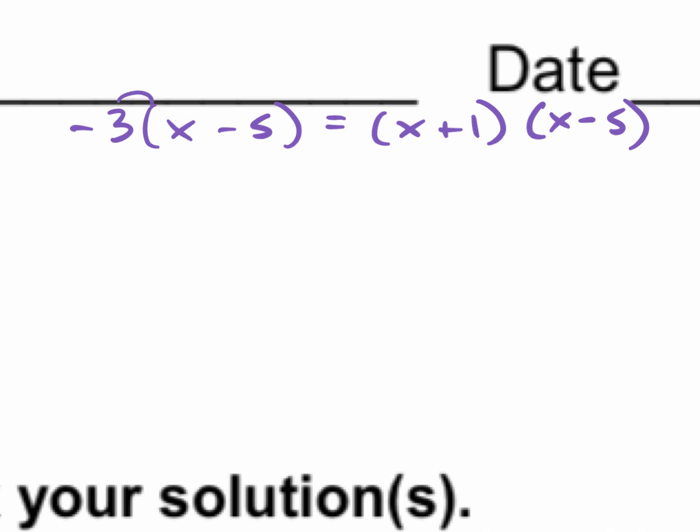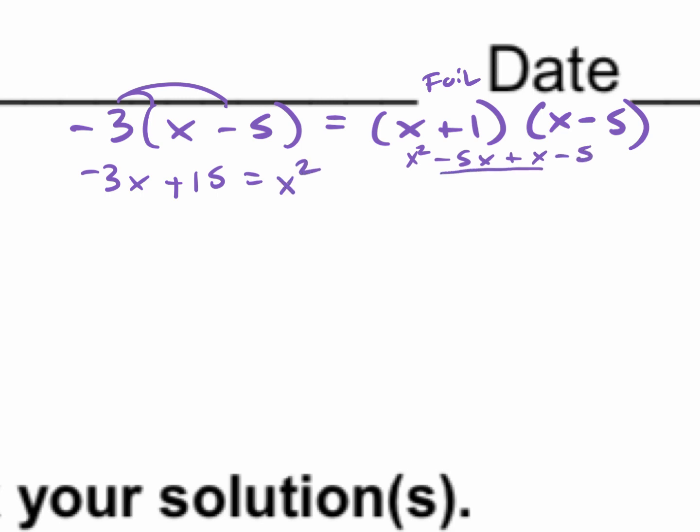So on the left side here, we distribute negative 3x minus 5, minus 15, plus 15. Negative 3x plus 15 is equal to, how would we multiply x plus 1 times x minus 5? FOIL. So x squared minus 5x plus x minus 5. Combine our like terms. We get x squared minus 4x minus 5.